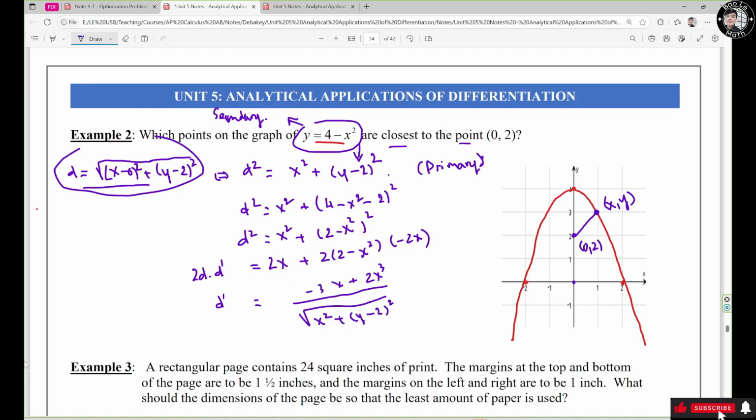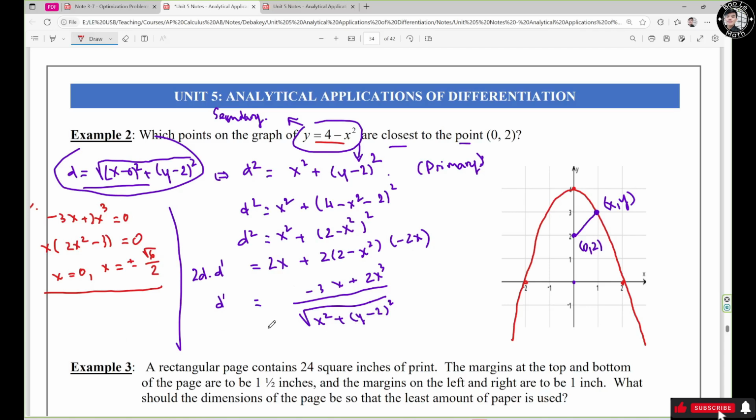Now I need to find the critical numbers, right? So the critical numbers are where d prime equals 0 or is undefined, right? So negative 3s plus 2s cubed equals 0, right? Now I need to factor s out, so I have s times (2s squared minus 3) equals 0. So I have s equals 0, s equals plus and minus root 6 over 2, right? And for the second one, d prime is undefined when the denominator equals 0, but the denominator cannot equal 0, right? So we just ignore it.